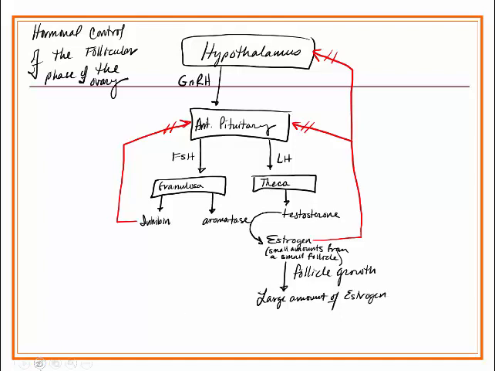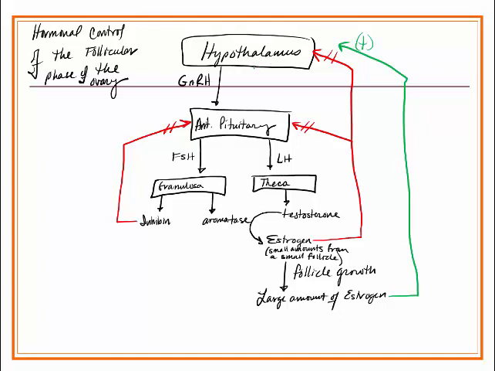And interestingly enough, a large amount of estrogen is actually a positive feedback to the hypothalamus. So where a small amount of estrogen present in the bloodstream turns off the hypothalamus, a large amount will turn it on. I shouldn't say turn off the hypothalamus. It won't turn off all the function of the hypothalamus. It'll just stop it from secreting gonadotropin-releasing hormone. But a large amount of estrogen will stimulate the hypothalamus.